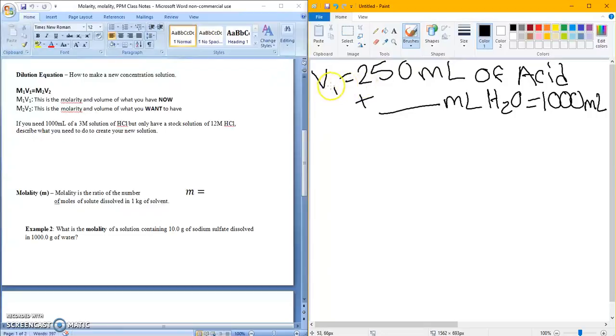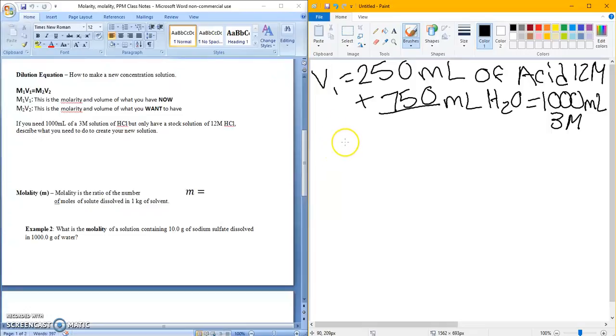Okay? So this volume, it's not like the final volume or the final concentration you need. It's just a stepping stone in your solution. So if I have 250 milliliters, I can do some quick math and I can say, oh look, I need 750 milliliters of water. So if I take 250 milliliters of my 12 molar acid, and I mix it with 750 milliliters of my water, I'm going to have 1,000 milliliters of my 3 molar acid, which is exactly what I want.